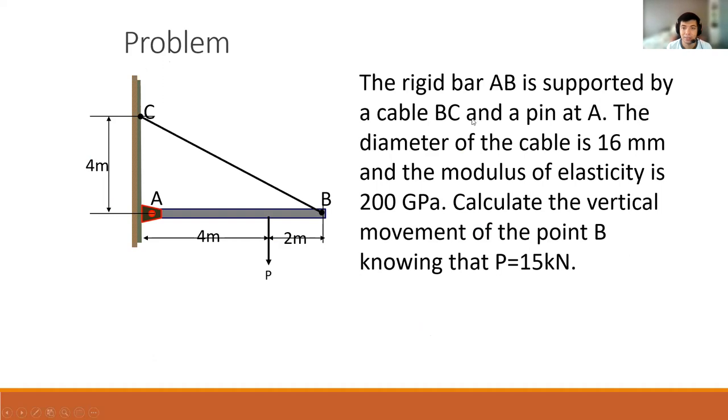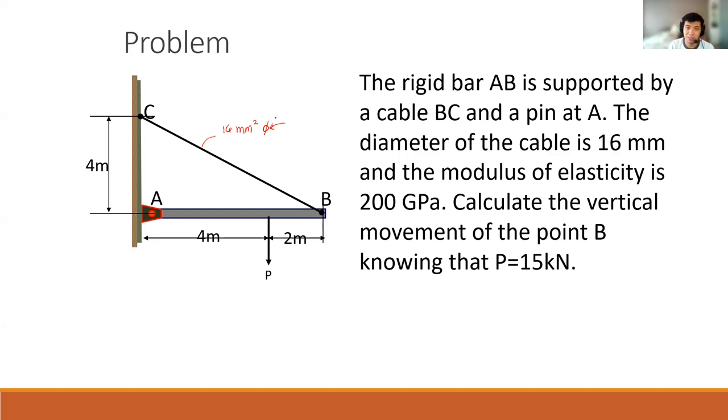Okay. So next, we try to solve this rigid bar AB. It's supported by the cable BC, and the diameter of the cable is 16 millimeters. So if you try to write the problem here, this one is 16 millimeter squared. Usually in diameter, the symbol is the usual representation for the diameter. Once you go to higher design subjects such as reinforced concrete, if you see this term here, it means that you are referring to the diameter of the steel or the rebar.